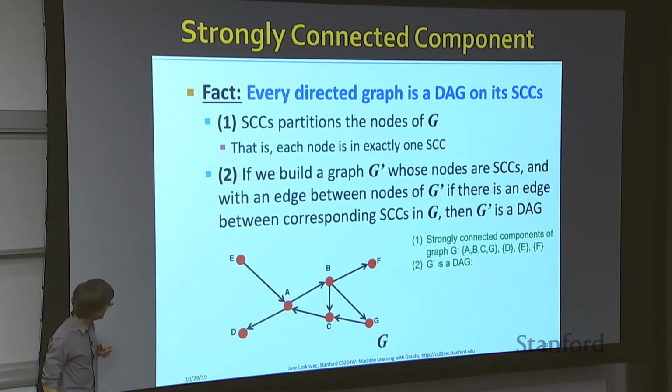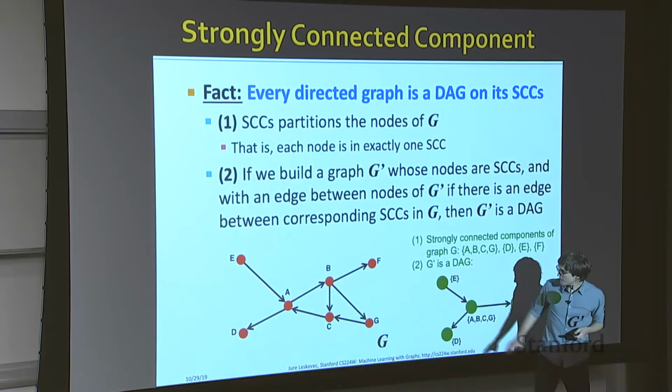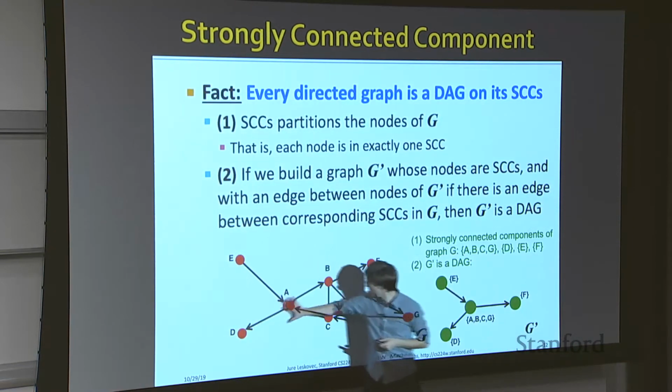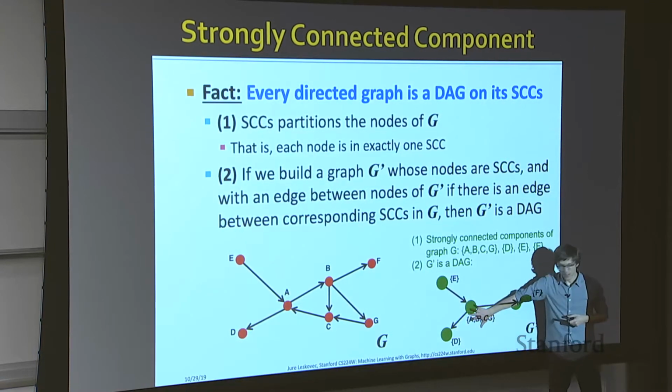I think I have an illustration. Here's the illustration, right? This is the graph. Strongly connected components are 1, 2, 3, and the 4th one. So here they are, 1, 2, 3, and the 4th one.